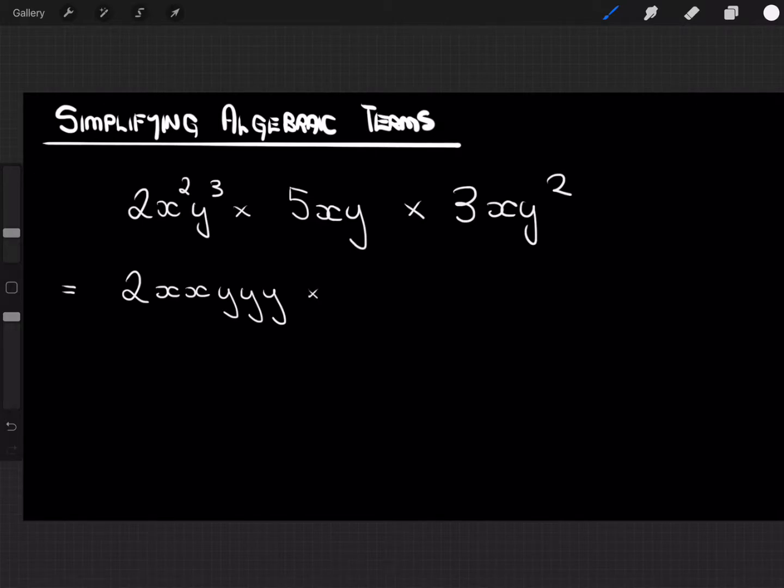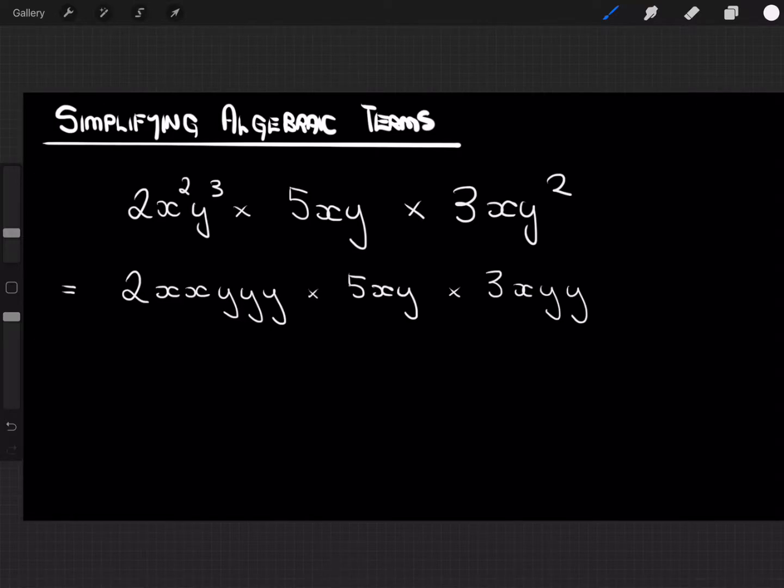We'll multiply that by 5xy. And I'm using the multiplication sign here just to separate the terms. And the third term here is 3 times x times y squared, which would be y times y.